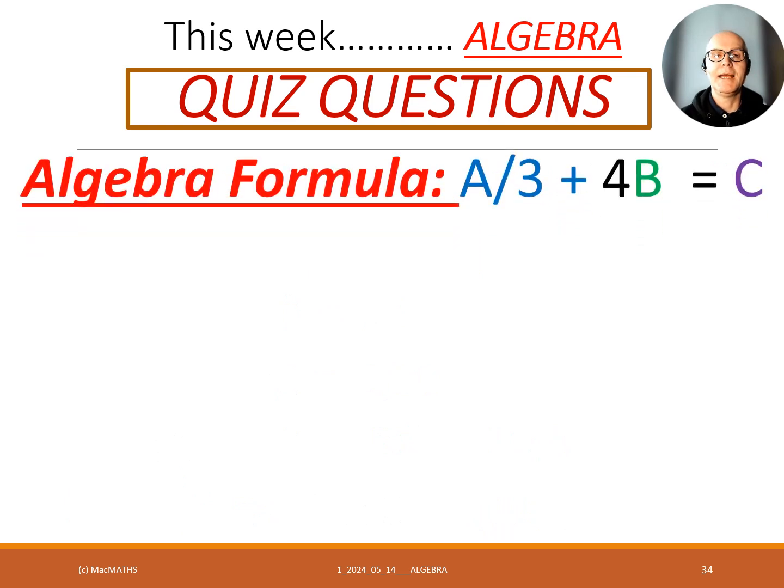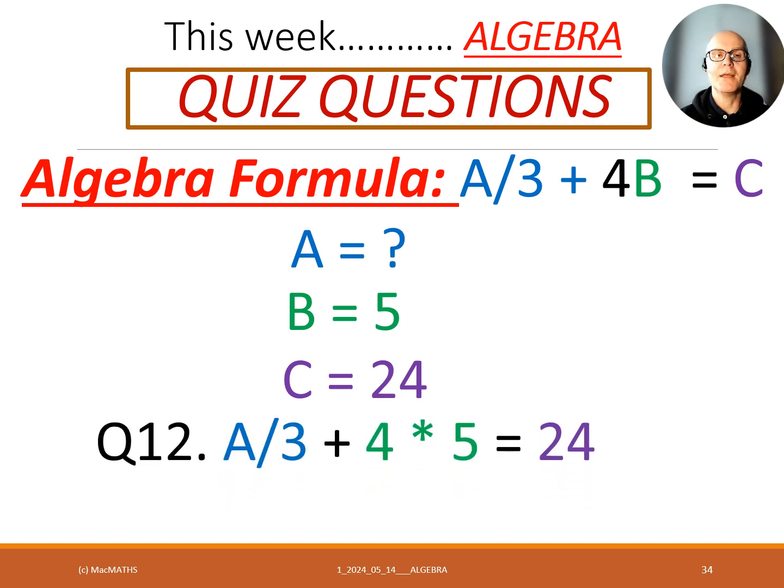Last question. A divided by 3 plus 4b equals C. A divided by 3 plus 4 lots of b equals C. Here's the numbers that we do know. B equals 5, C equals 24, A is our target. Put it into the formula. A divided by 3 plus 4 lots of 5 equals 24.